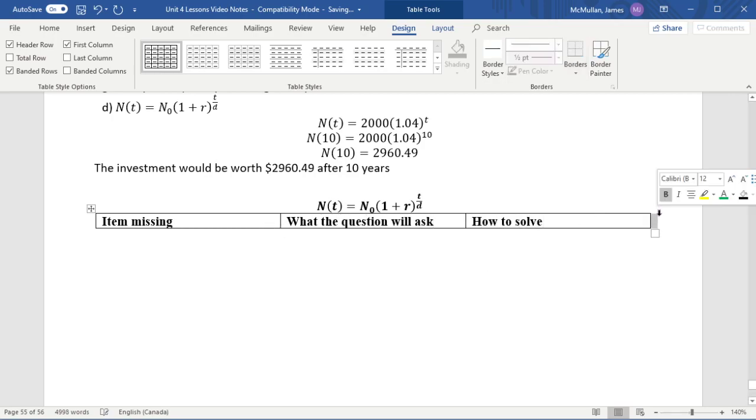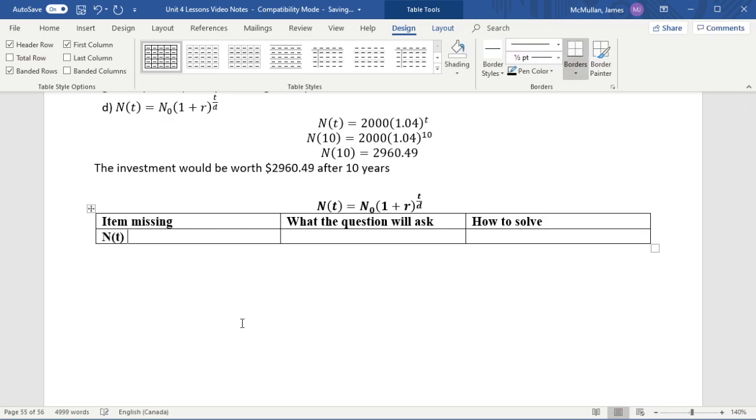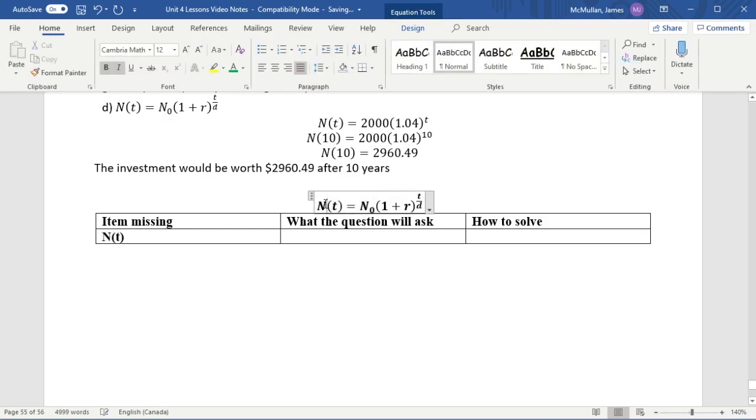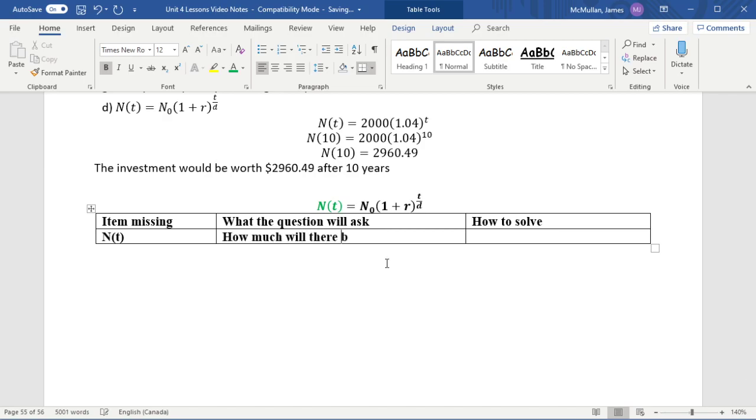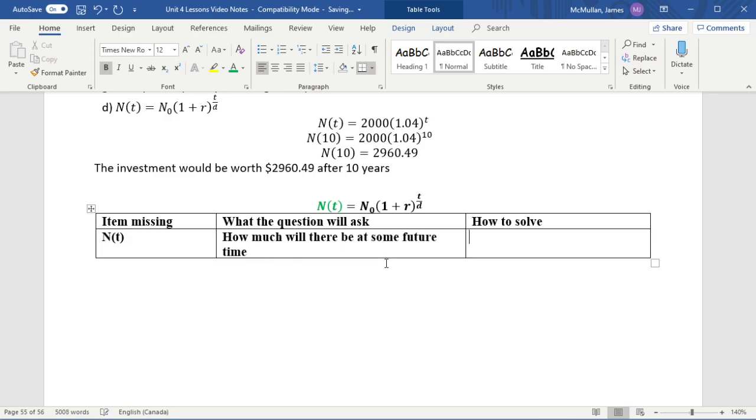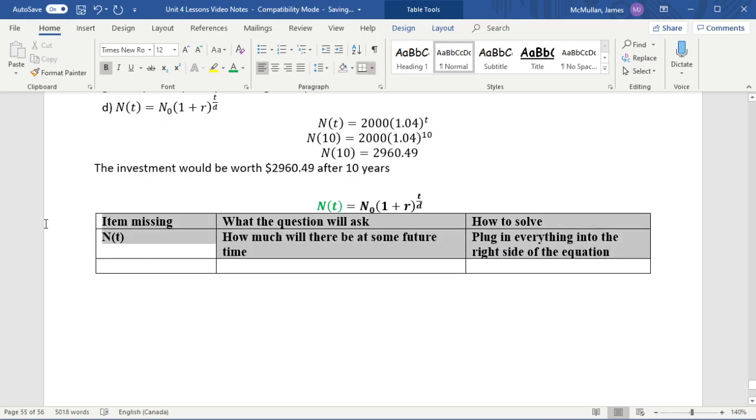Okay, so let's say in the first case, N of T is missing. We've done a lot with N of T missing today. We've already done a bunch of these ones. If you're looking for N of T, the question is asking how much will there be in the future, at some future date, at some future time. How to solve? Plug everything into the right side of the equation. We've done this today like 10 times, where we know the equation and we're just plugging into the equation. That's all we have to do if N of T is missing.